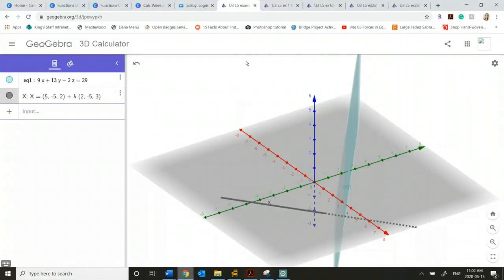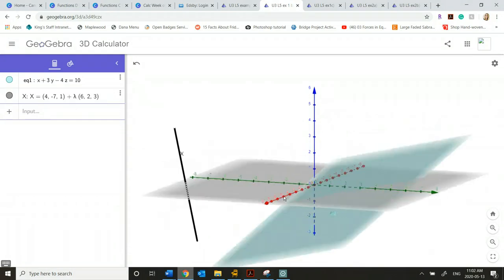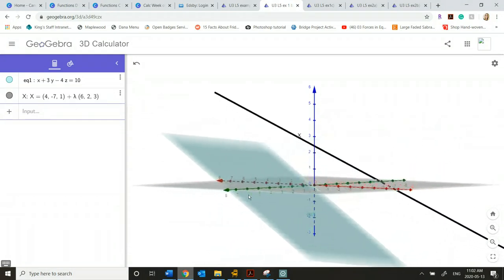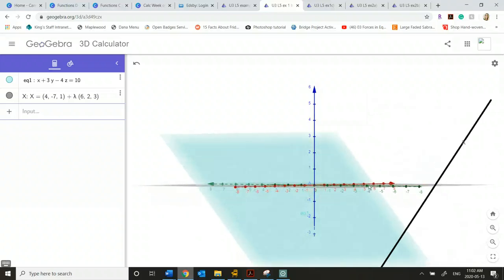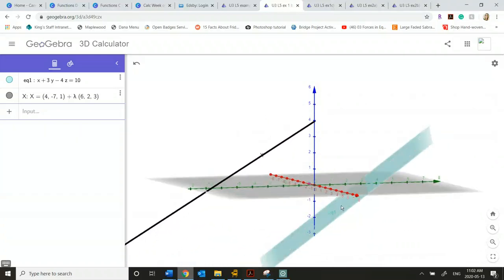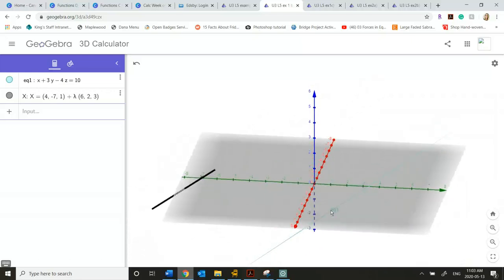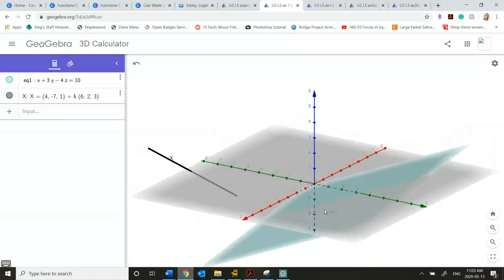Okay, let's see what this looks like visually on GeoGebra here. So here we have the line and the plane, and we can basically see from a lot of different angles here that the line is actually parallel with this plane. This is probably maybe the best angle that we can see that at, and that means that the line is never going to cross that plane.